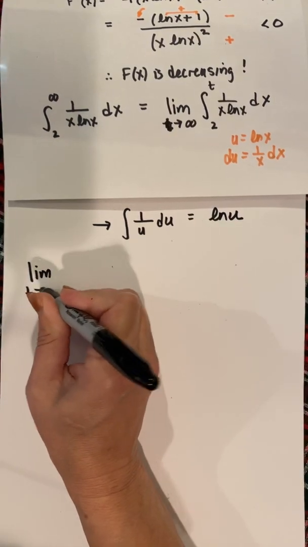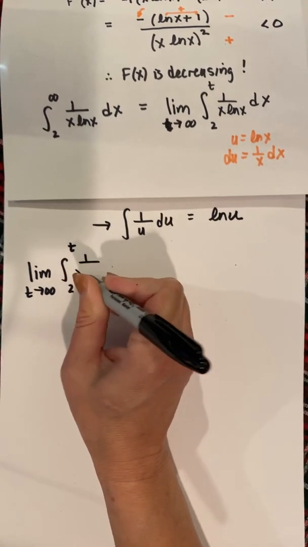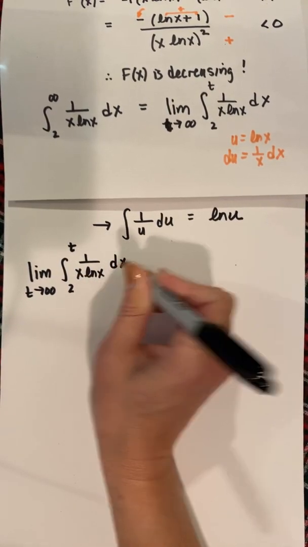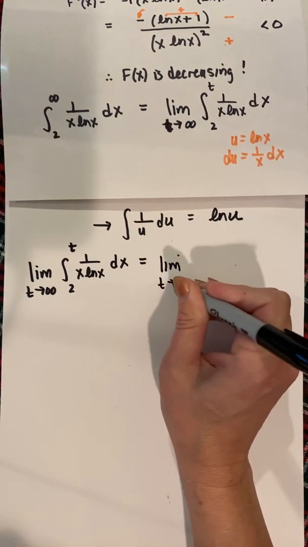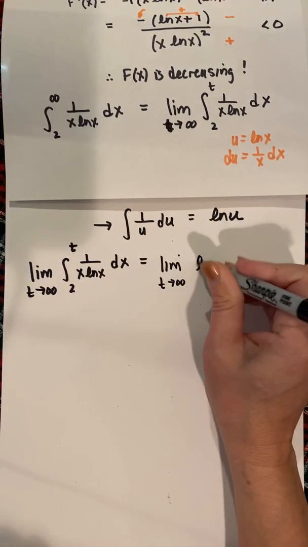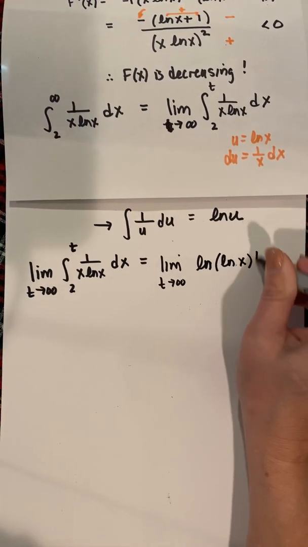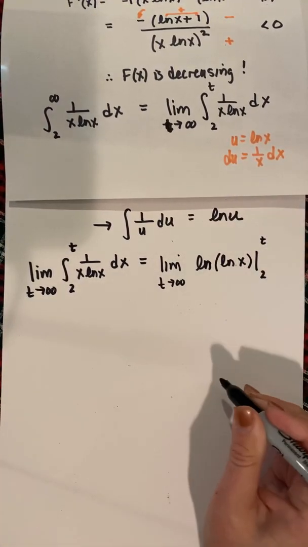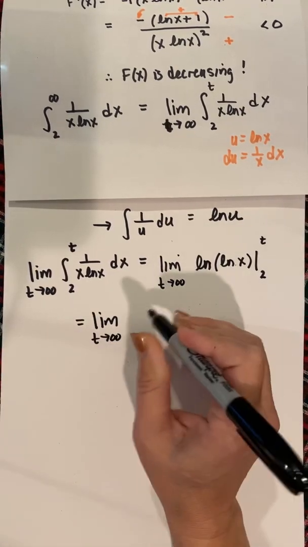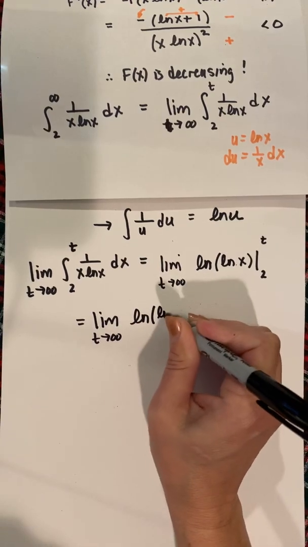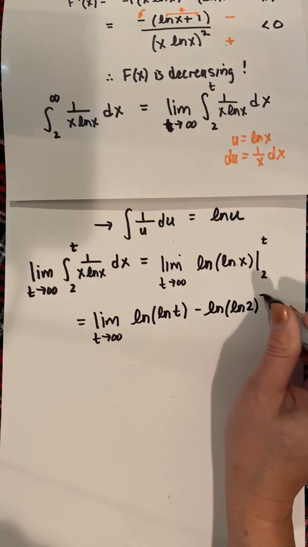So the limit as t goes to infinity of the integral from 2 to t of 1 over x natural log of x dx is equal to the limit as t goes to infinity of the natural log of u, but u is the natural log of x. So it's the natural log of the natural log of x from 2 to t. Dig way back in your brains, dig out your Calc 1 stuff. The natural log of the natural log of t minus the natural log of the natural log of 2.